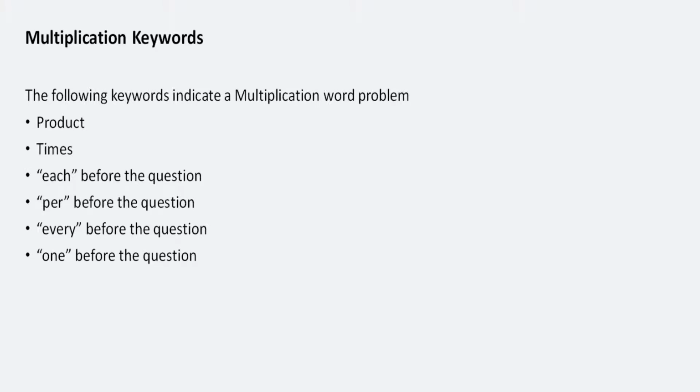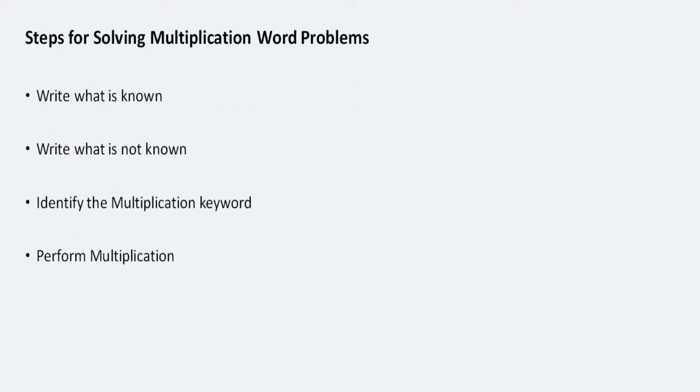When we're looking at the multiplication keywords, I would say keywords in a word problem that lead you to a multiplication. You're looking for words like product, times, each before the question, per, every before the question, one before the question. But let's go ahead and just walk through some steps on how we go through this, and then we'll look at examples later on. So how do we solve multiplication word problems? We need to write what we know, what we don't know, identify the multiplication keyword, and then perform the multiplication.